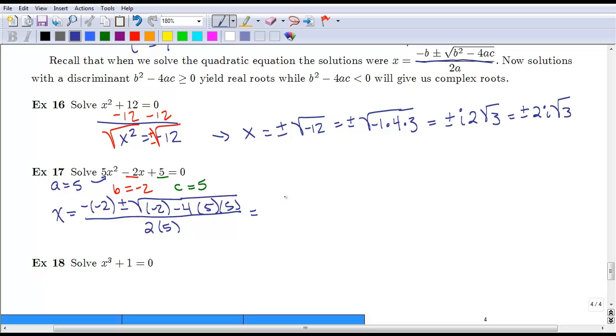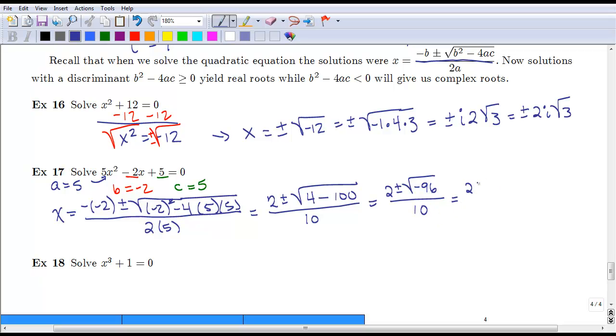Okay, so now when we simplify, we've got negative 2, which would just be 2, plus or minus the square root of negative 2 squared, which would be 4, minus 4 times 5 times 5, which is 100, all over 2 times 5, which is 10. We keep simplifying. We can't distribute the exponent here because we have that subtraction. We can't distribute that radical because we have that subtraction between the 4 and 100. So we have 2 plus or minus the square root of negative 96 all over 10.